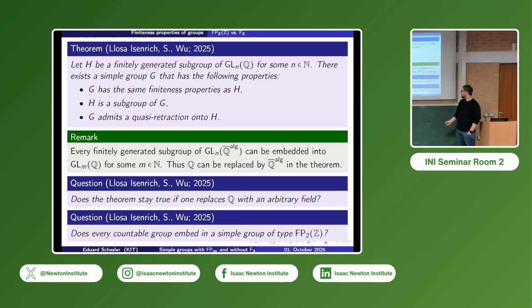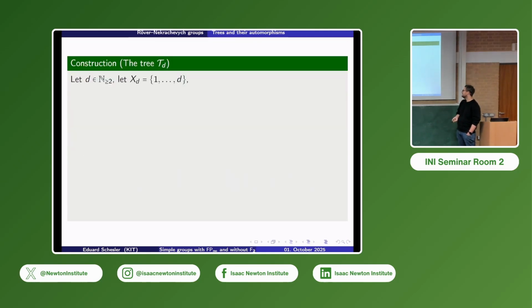Okay, and then as an analog of Leary's result, we propose the question of whether countable groups can be embedded into simple groups of type FP_2. Now that there are simple groups of type FP_2 but not finitely presented, it might make sense to ask. Okay, so how do our groups arise?